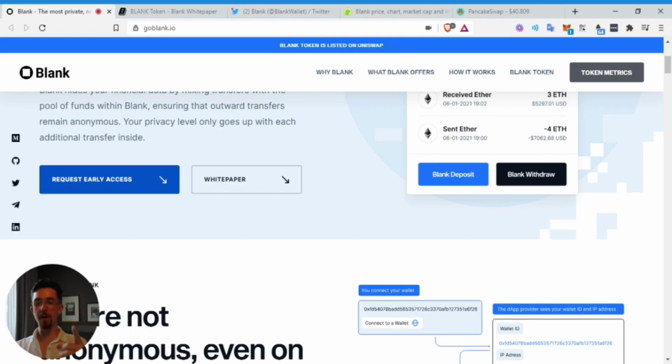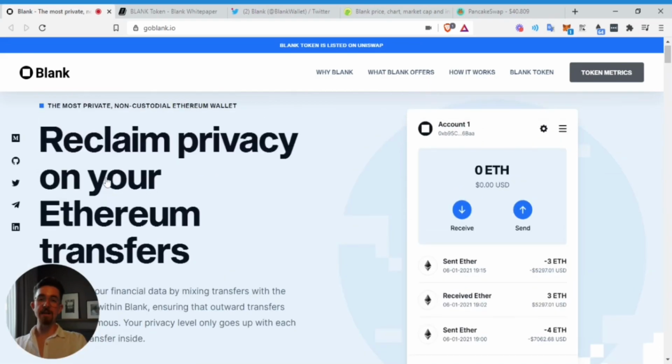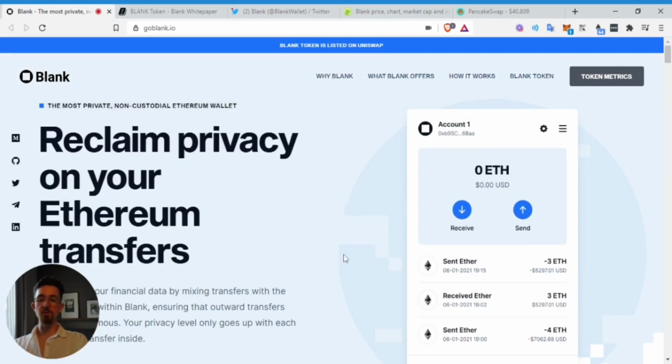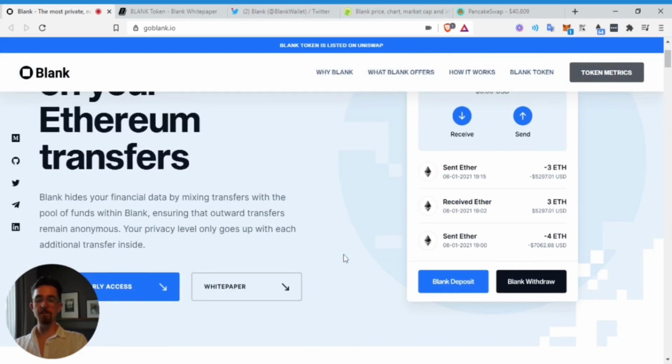We'll also be talking about the white paper, some of the things around the token. Let's hop right into it. So, as I said, near the end, we will do the actual transfer on PancakeSwap, showing you kind of how to do that, and then talking about the Blank token.